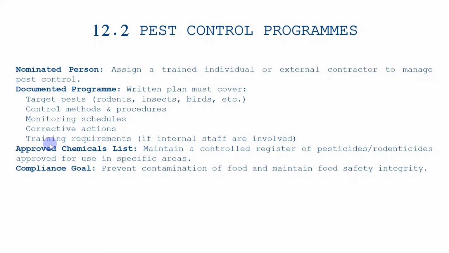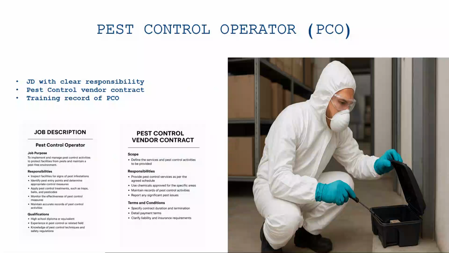The third part is approved chemicals. So only approved chemicals are allowed. These must comply with legal and food safety requirements applicable to your country. The main goal of the pest control program is to prevent food contamination and maintain food safety integrity.